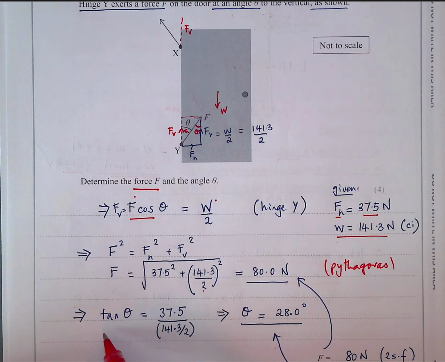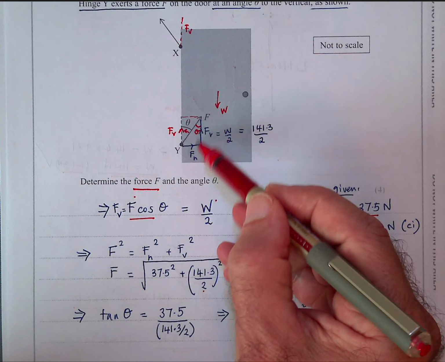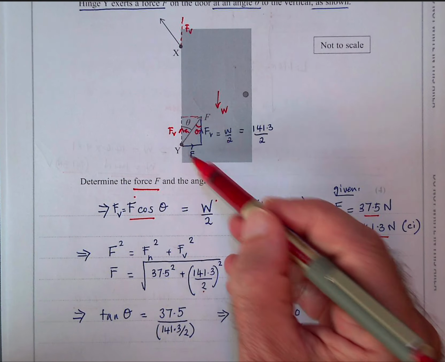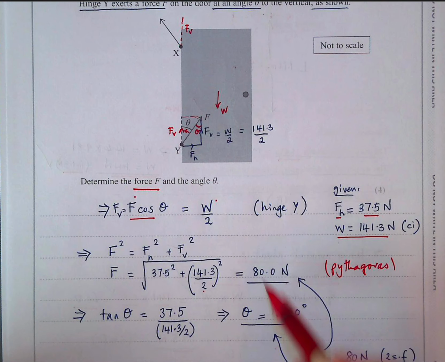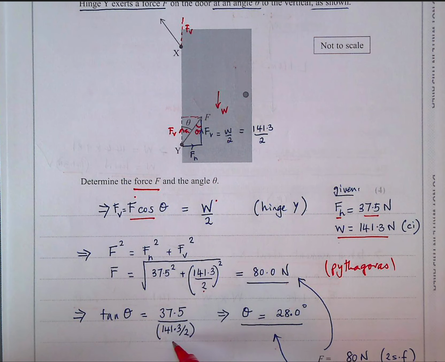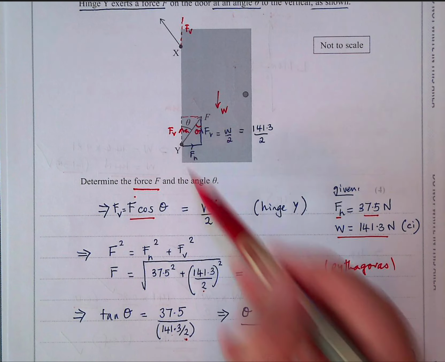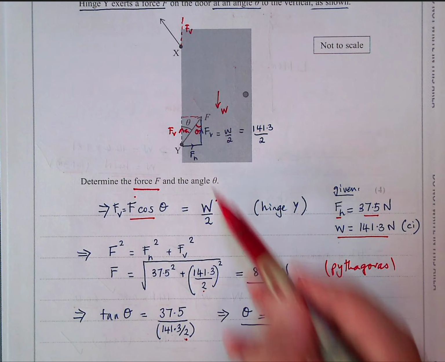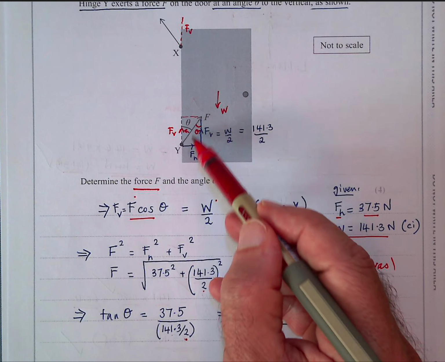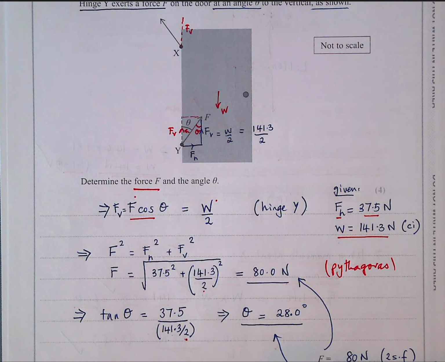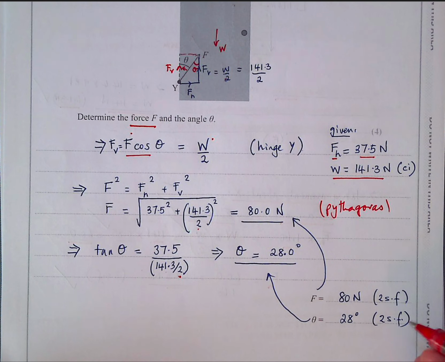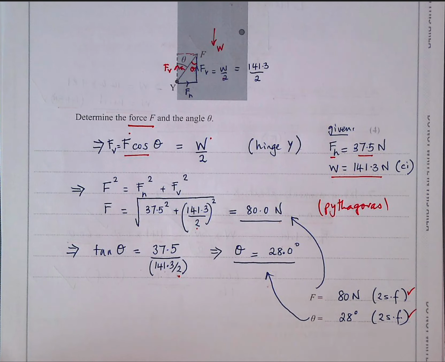Then tan theta is going to be opposite over adjacent, which is 37.5 divided by what we had worked out before, which is 141.3 over 2. And you can work it out as 28 degrees. You didn't have to use tan. Because we now know F, you could have done 37 over F, which would have been opposite over hypotenuse. You could have used sine. Once you've done that, you put your values in there. I've put it to 2 significant figures and you'll get the marks.